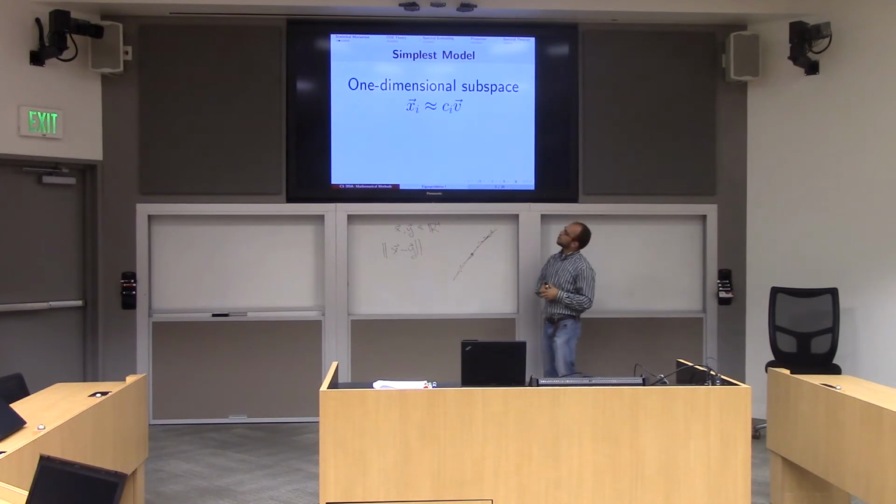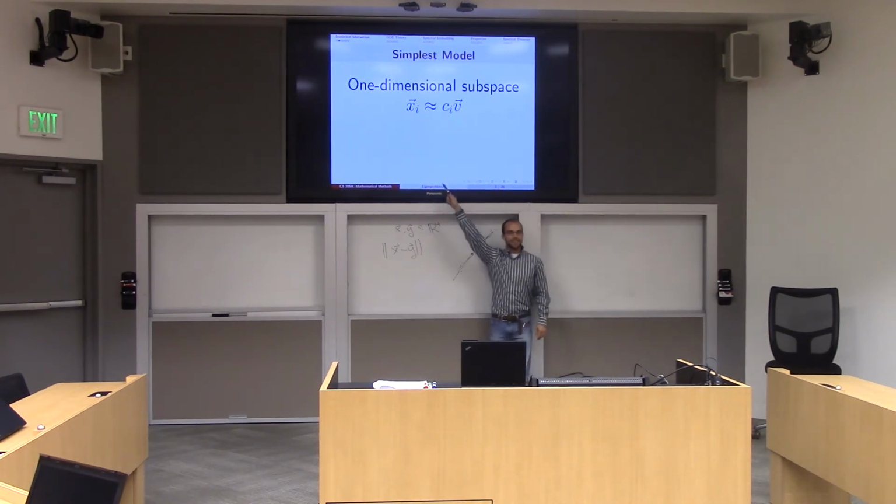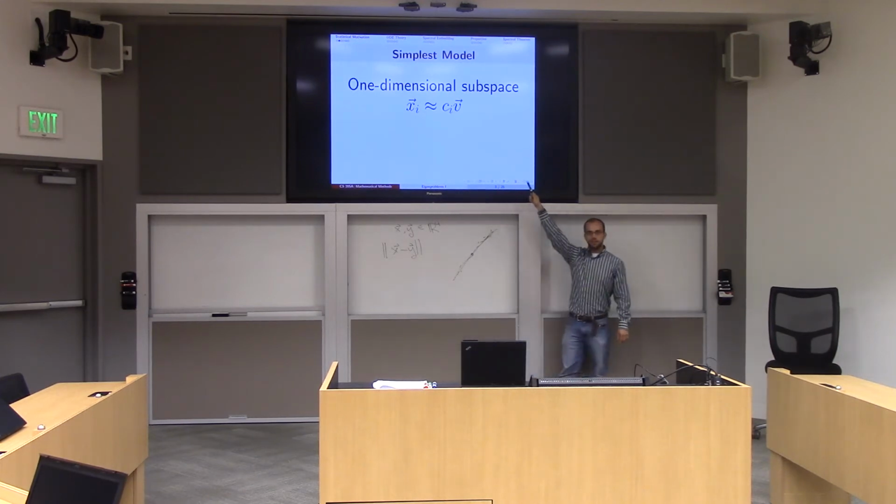In particular, we're going to assume that all of our xi's, remember that xi is that pile of things like blood pressure, heart rate, how much your parents watered you when you were little, I want to project those all onto a single vector v. So I'm going to say that xi is approximately some ci times v.